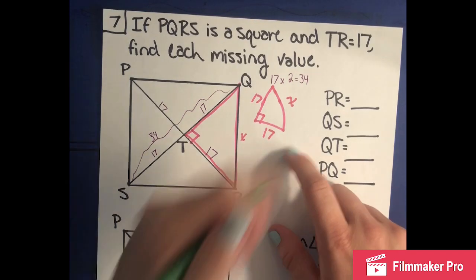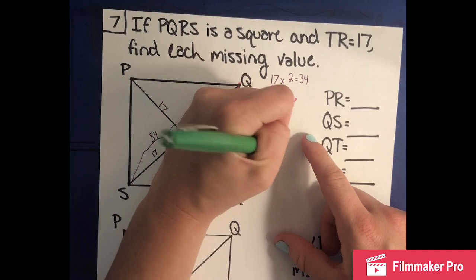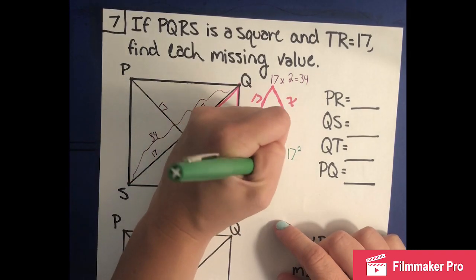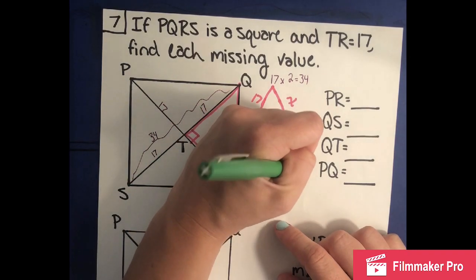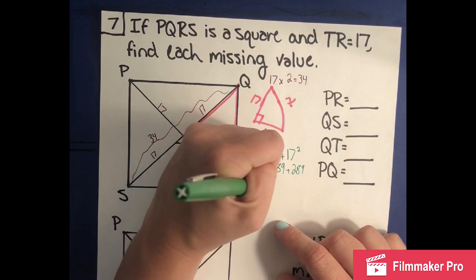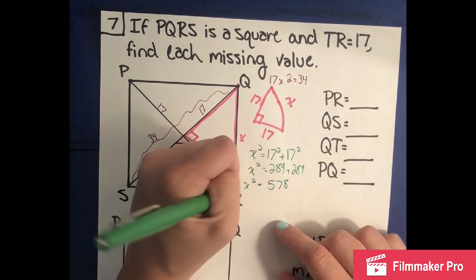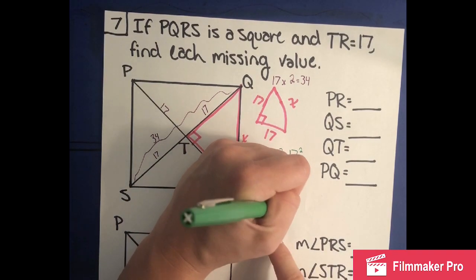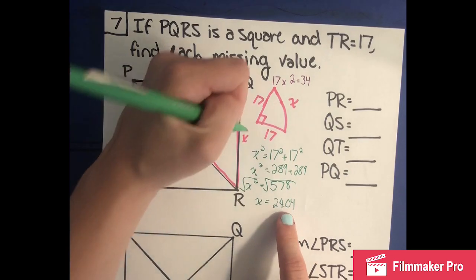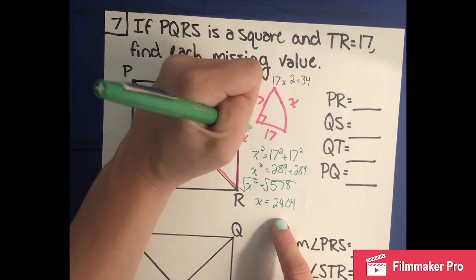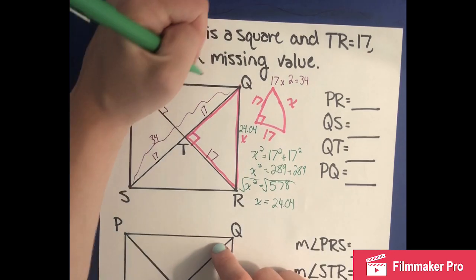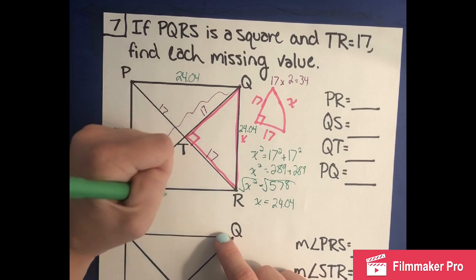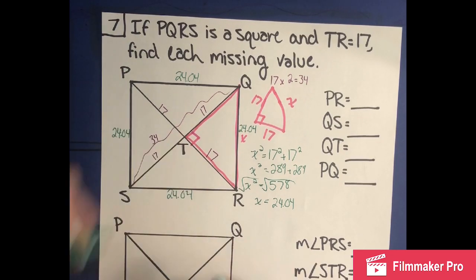Let's go through Pythagorean theorem. X squared equals 17 squared plus 17 squared. That's x squared equals 289 plus 289. X squared equals 578. Square root. X equals 24.04. Give me the decimal, don't leave it as 24. Okay, this is 24.04. Same all the way around.